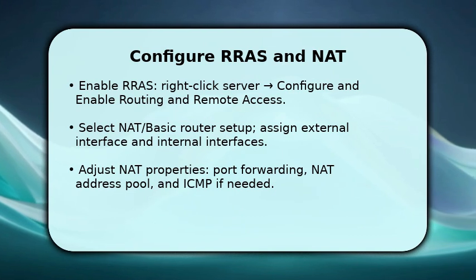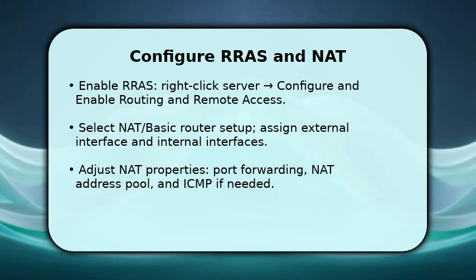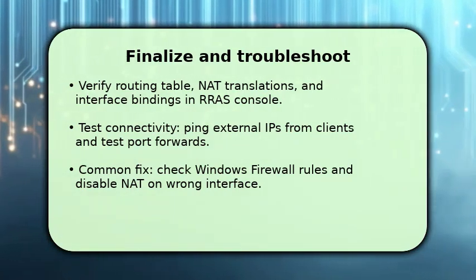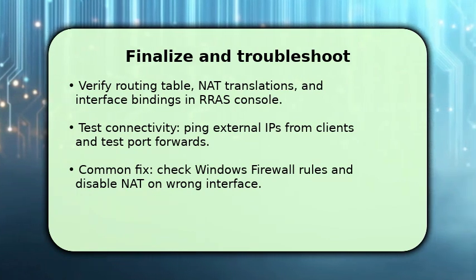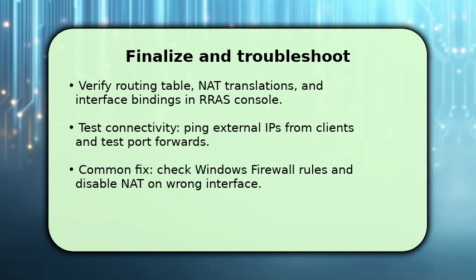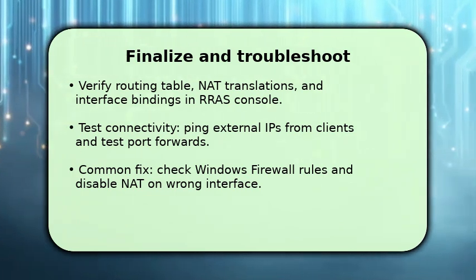You finish by validating that routing and NAT operate as intended. Check the routing table and NAT translations in the RRAS console and confirm correct interface metrics and bindings. From an internal client, test internet access and any published ports. Use Tracert and TCPing for deeper checks.